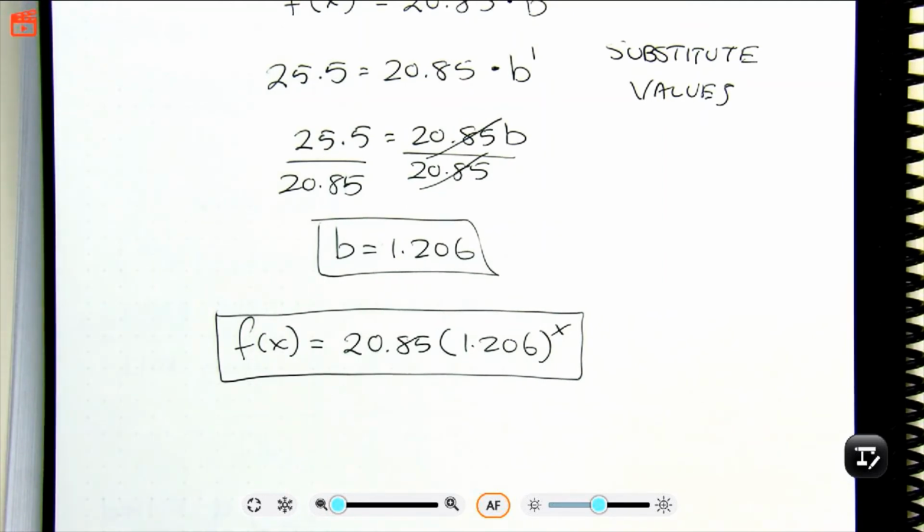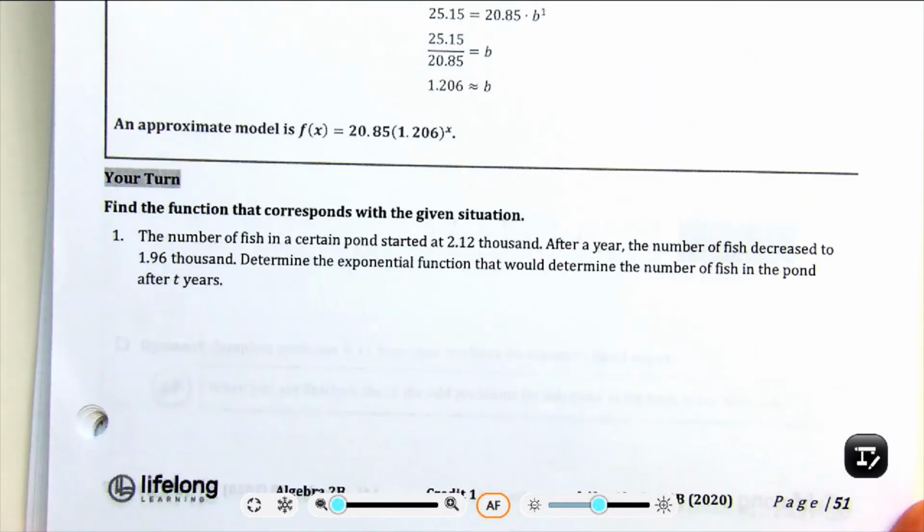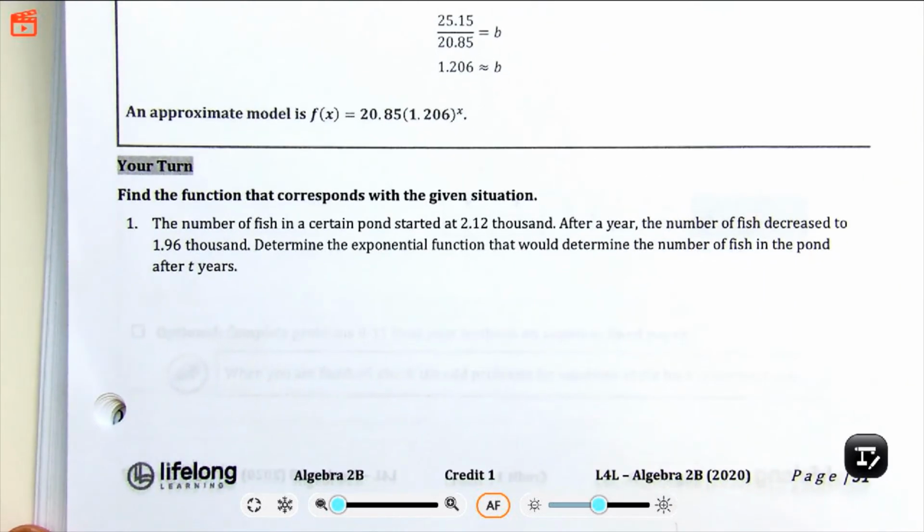Okay, so now let's try one example similar to this. Remember, our goal is to find the function equation. So at the bottom of page 51, the number of fish in a certain pond started at 2.12 thousand. After a year, the number of fish decreased to 1.96 thousand. Determine the exponential function that would determine the number of fish in the pond after t years.